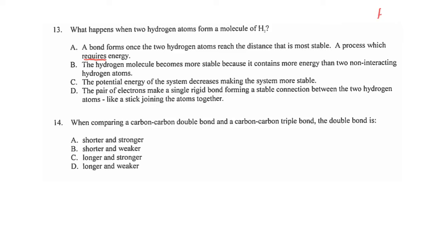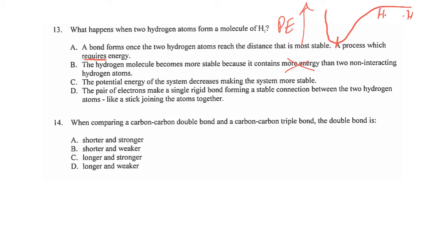So when we're thinking of 2 H atoms forming a bond together, they will reach a stable bond at about 0.74 angstrom, and energy should be released. So the hydrogen molecule becomes more stable because it contains more energy than 2 non-interacting H atoms. It does not contain more energy. The potential energy is dropping when we make the bond. So the energy is actually reducing.